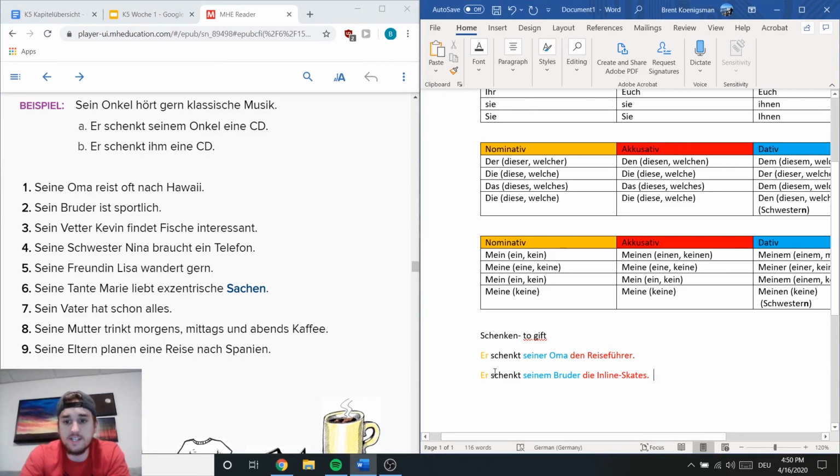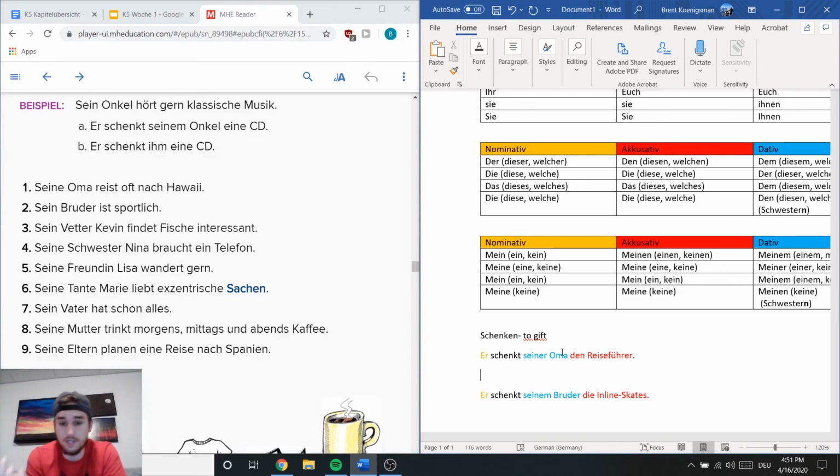So, bis jetzt haben wir nur die eine Methode hier benutzt, aber wir können ja unser Personalpronomen verwenden, gell? Also das heißt, anstatt seiner Oma können wir her sagen, das sagen wir auch auf Englisch, gell? Also we don't always have to say, I buy my grandma the travel guide. He buys his grandma the travel guide. Maybe we already know we're talking about his grandma, so we're not going to say his grandma every time. Eventually, we're just going to say her, right? He gifts her the travel guide, right?